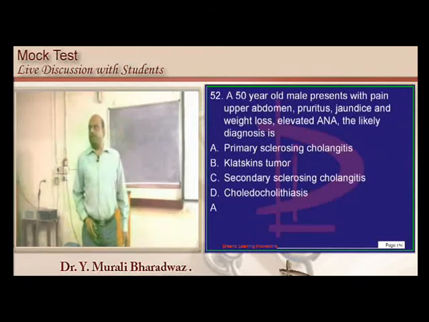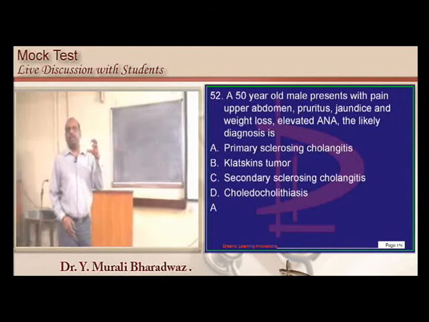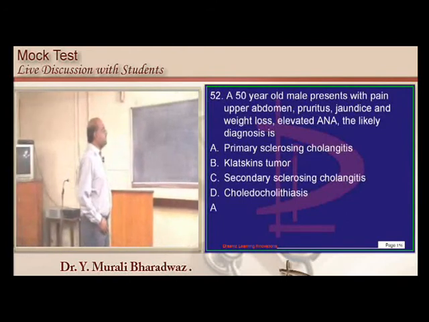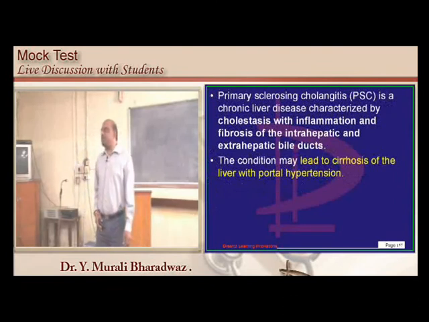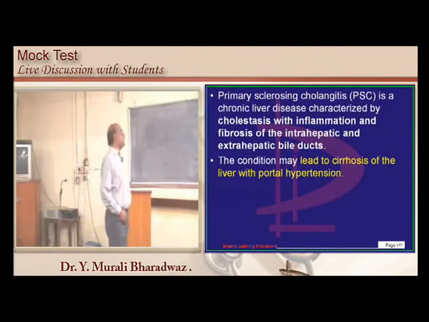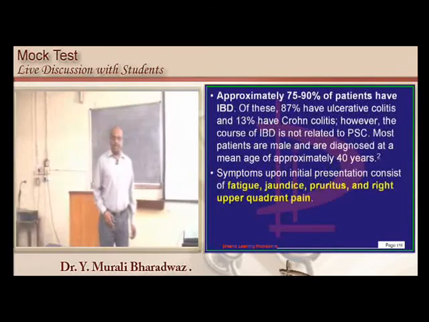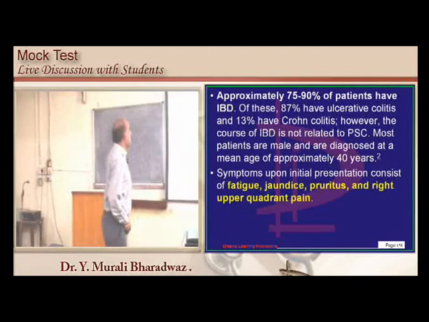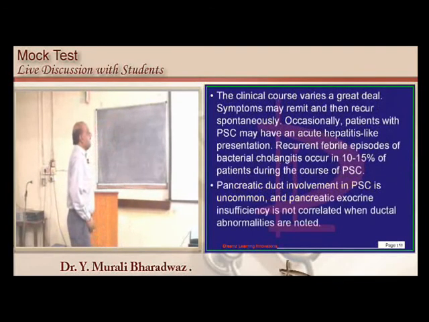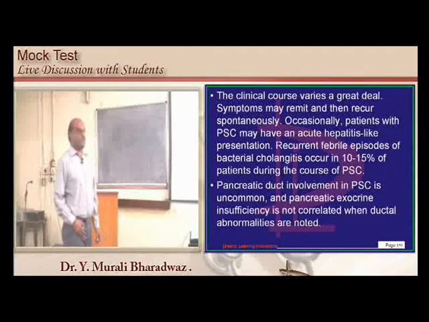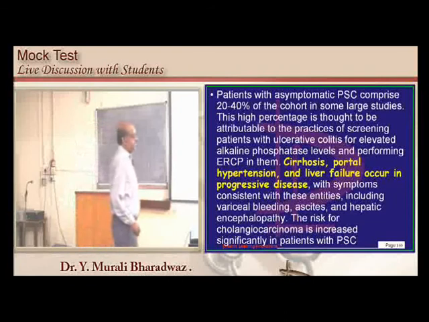Pain in the upper abdomen with pruritus, with jaundice, with elevated ANA, they are all the classical combination of features which characterize primary sclerosing cholangitis, which can lead to cirrhosis of the liver, and portal hypertension is what needs to be remembered. And about 75 to 90% of these patients have an inflammatory bowel disease. They can present with fatigue, jaundice, pruritus, right upper quadrant pain, and they can develop cirrhosis, portal hypertension, liver failure, is what I like to underscore to all of you.